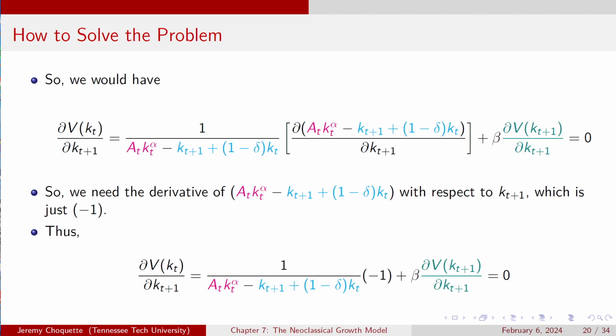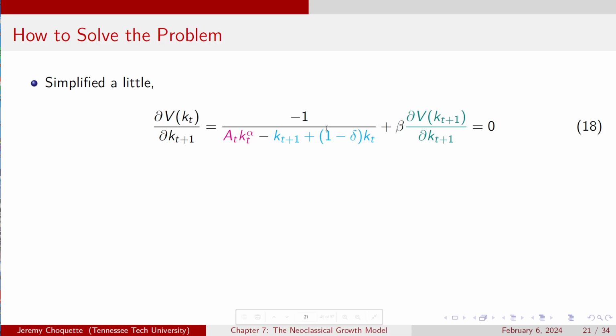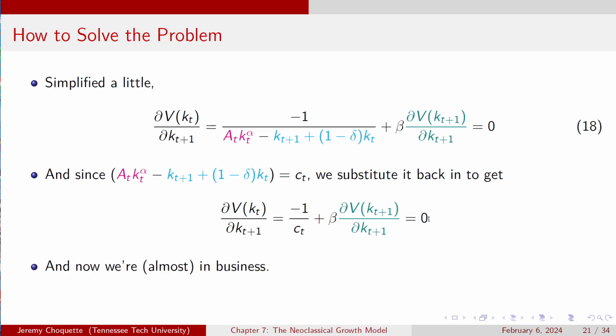So really, the derivative of that Bellman equation is 1 over the pink stuff minus the blue stuff times negative 1 plus beta times this thing. And we'll get to this thing later. Now I can simplify this guy a little bit. Negative 1 over all this stuff. But this stuff is equal to ct, right? So I can substitute that back in there, and I get negative 1 over ct plus beta times the partial of V of kt plus 1 with respect to kt plus 1, and this whole thing's equal to 0. Right, we're almost in business.